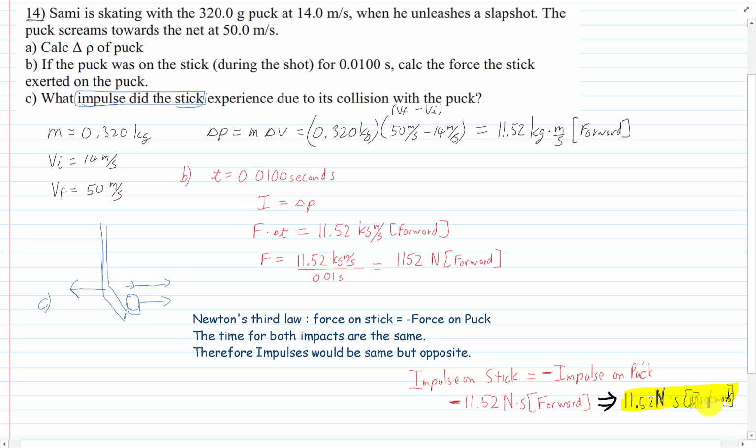But how could we have done this without going to Newton's third law and using that the time concepts are the same? So that means the force times the time here has to equal negative the force times the time here, and we came up with impulse is equal to negative impulse, and then did it this logical way, because this was the change in momentum, which is also the impulse.